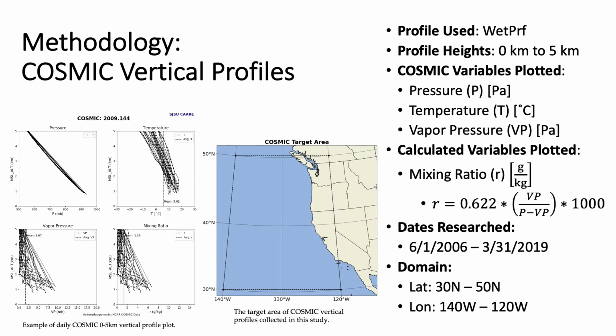So we'll look at methodology. So this is the COSMIC vertical profiles. So we use the wet profile. There's a variety of profiles you can use. We wanted to look at the moisture, so we looked at the wet profile. We use profile heights from 0 to 5 kilometers. A lot of parts of my talk, I'm going to talk about the 0 to 5. That's kind of what we're taking. We're taking what the lowest value is from the surface up to 5 kilometers and taking the average of the profile. As you can see in this figure on the bottom left.